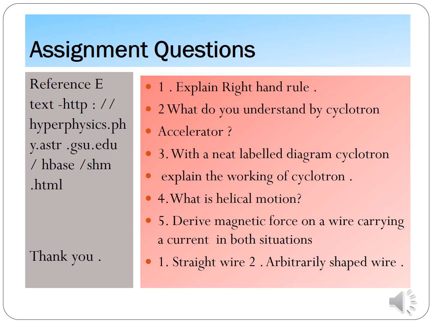Students, let us move to the assignment questions which are mentioned here. Explain the right hand rule. What do you understand by the cyclotron accelerator? With a neat labelled diagram of a cyclotron, explain the working of a cyclotron. What is helical motion? Derive the magnetic force on a wire carrying a current in both the situations which we have discussed right now, that is in a straight wire as well as in an arbitrarily shaped wire.